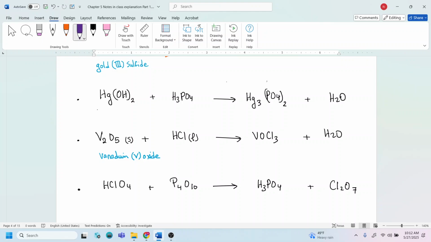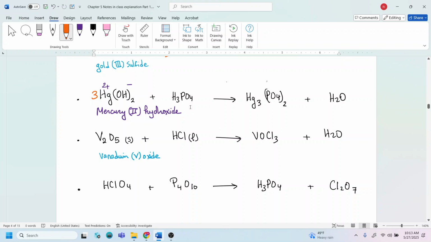To name the second one, this is mercury. It's mercury(II) and it is a hydroxide. Mercury is a transition element, right? So mercury here is 2 plus, and the OH is 1 minus. So the charges need to balance out, and this is why this one is mercury(II). So mercury is a 3. It's 3 atoms in the product, so I need to put the 3 over there.